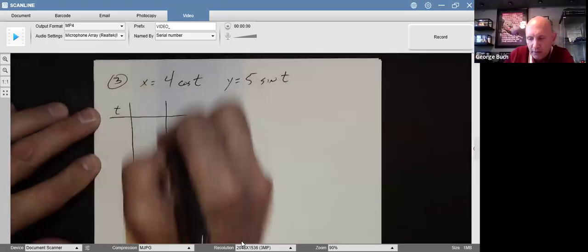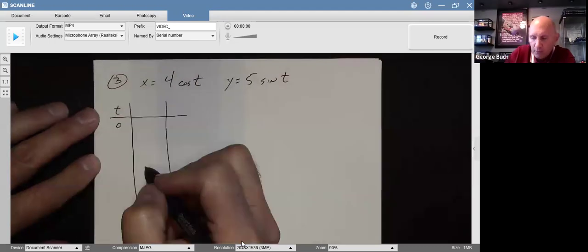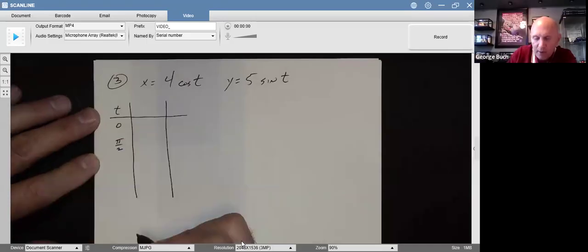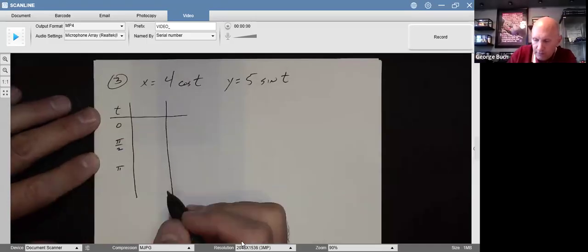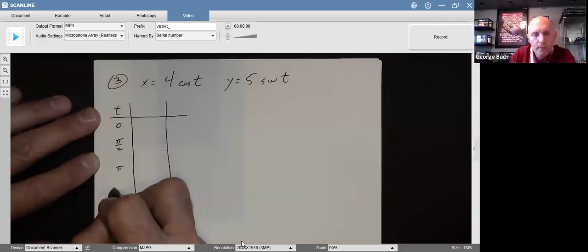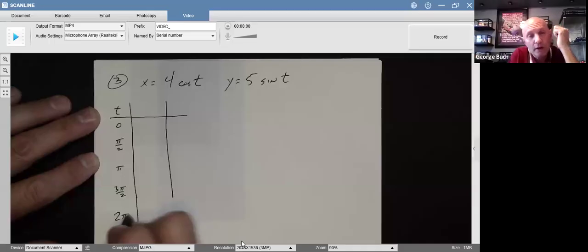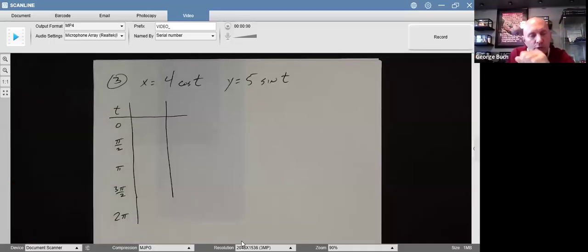And so I'm going to pick 0, and I'm going to pick t is pi over 2, and t is pi, and t is 3 pi over 2, and t is 2 pi. So it's all the values on my unit circle that are on the x and y axis. And why do I pick these? Well, because on the x and y axis, sine and cosine are either going to be 0, 1, or -1. And then it makes my math nice and easy.